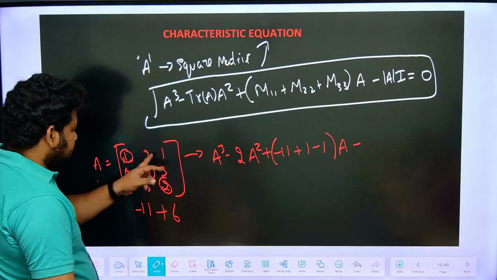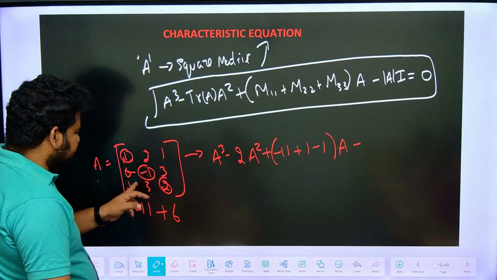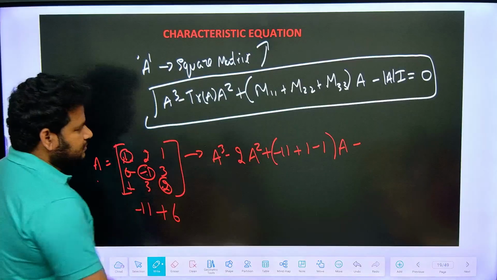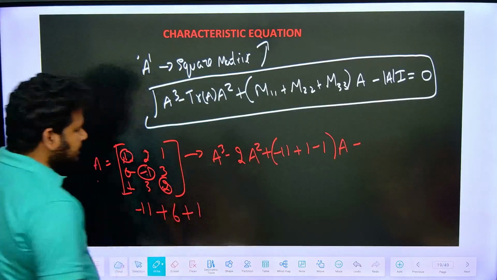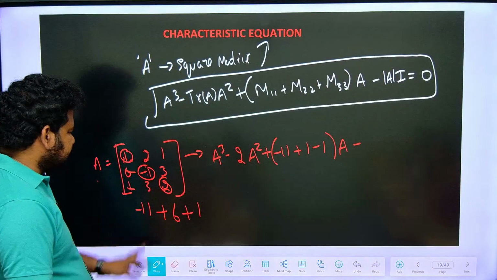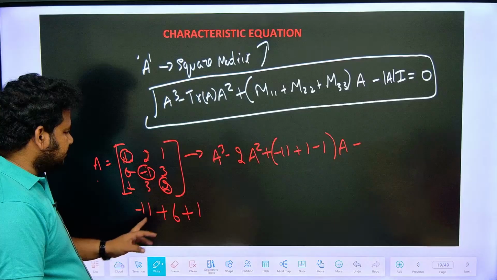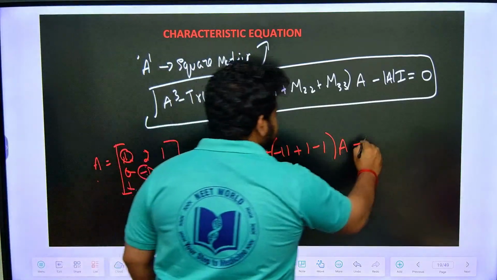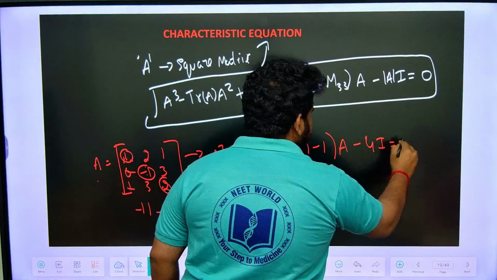Then this one, 1 into 0 into 3 minus 1. What is this? Minus of minus 1 is plus 1. So this will be plus 1. So what is the determinant of this? Minus 11 plus 7 is minus 4. So this will be equal to minus 4 times identity matrix is equal to 0.